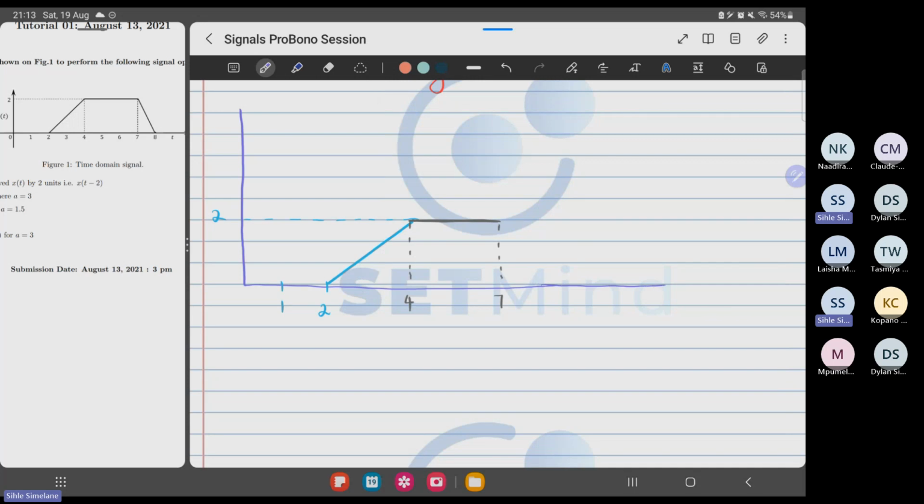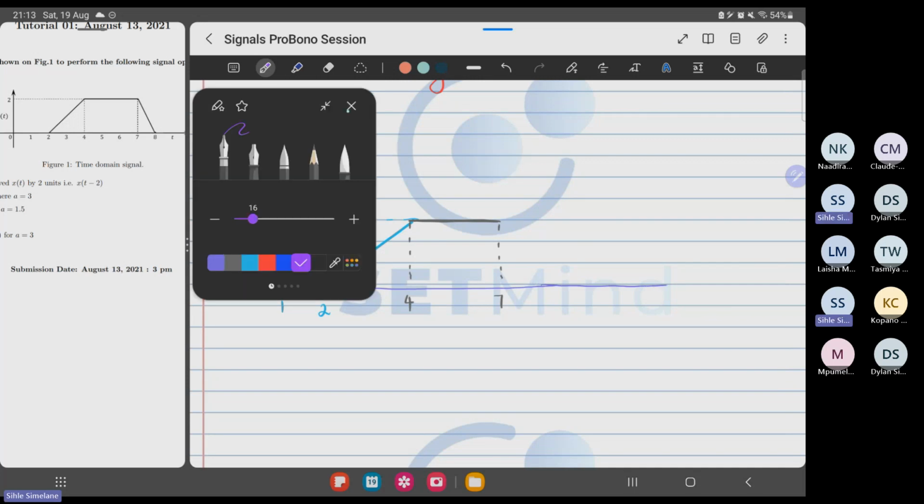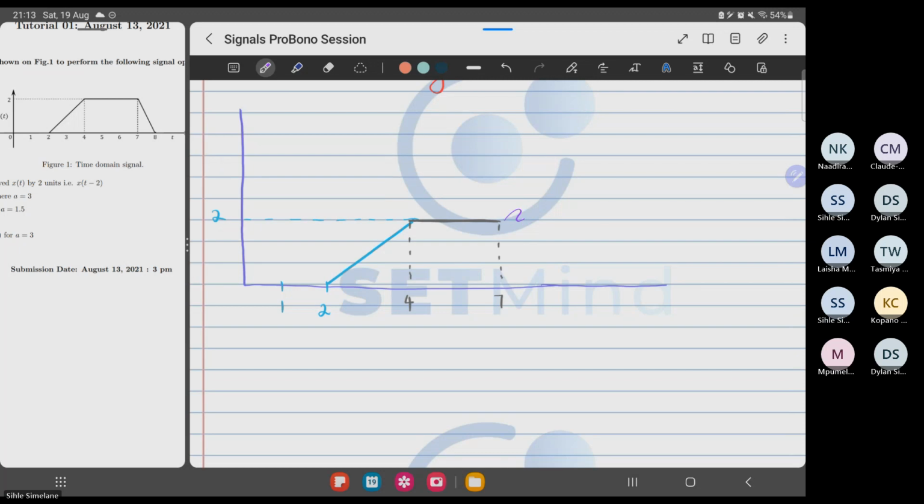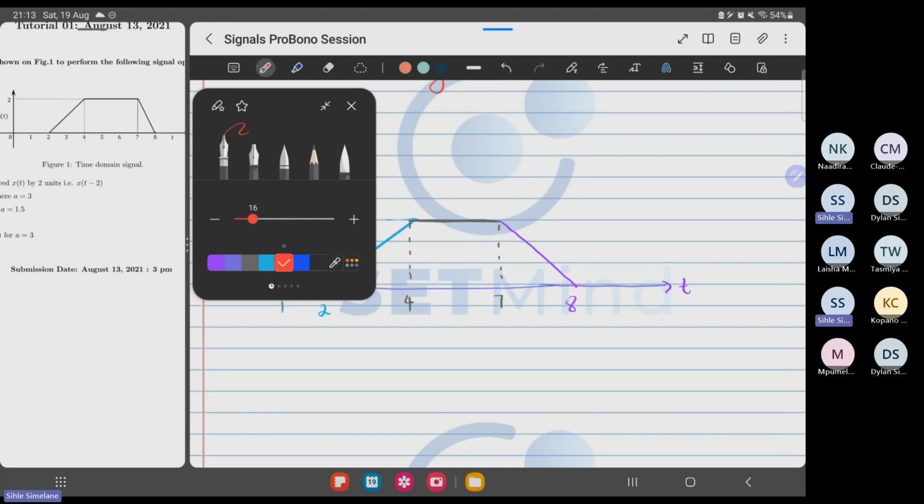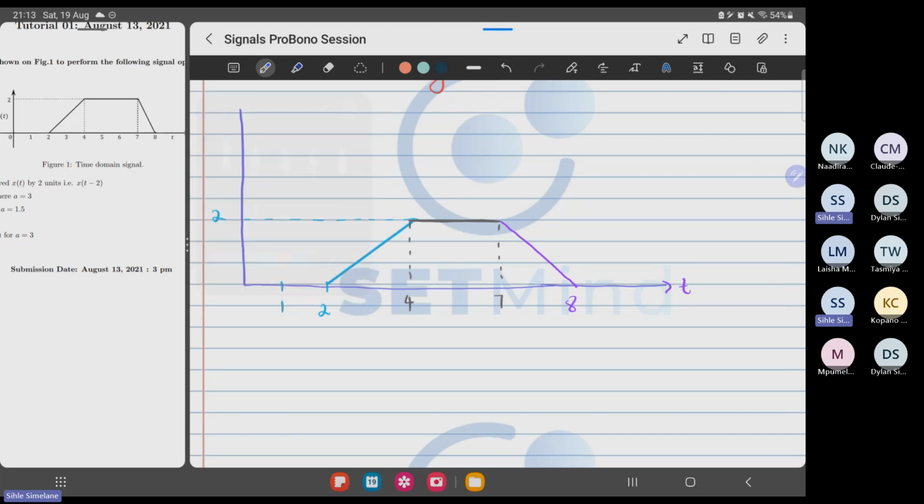Let's extend that one, and then let's use purple. It goes straight and it lands at 8. And this is obviously t. So if you remember from earlier, what you need to be able to derive here is the equation for the blue line.